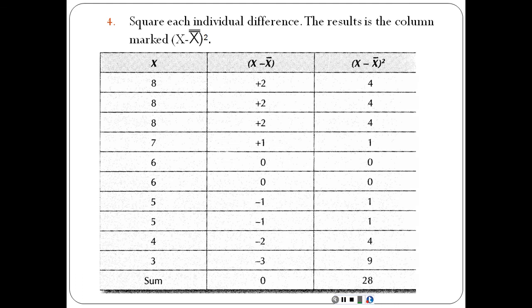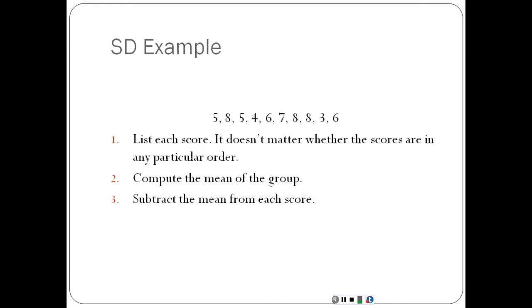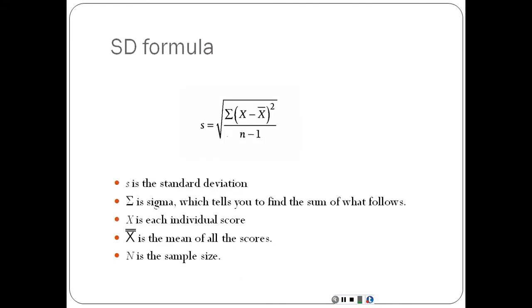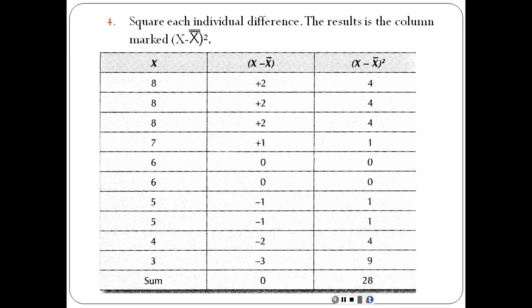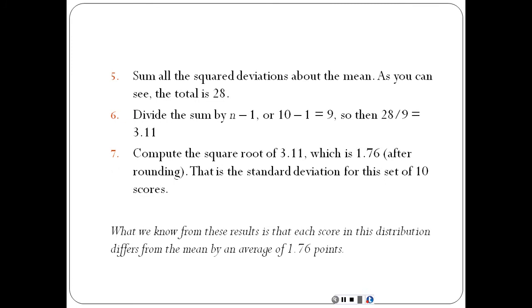Now, don't forget that final step here. Don't forget, we have to find the square root. So let's go back. Now we compute the square root of 3.11, which is 1.76 after we round, and this is now the standard deviation for this set of 10 scores. So what we know from these results is that each score in this distribution differs from the mean by an average of 1.76 points.